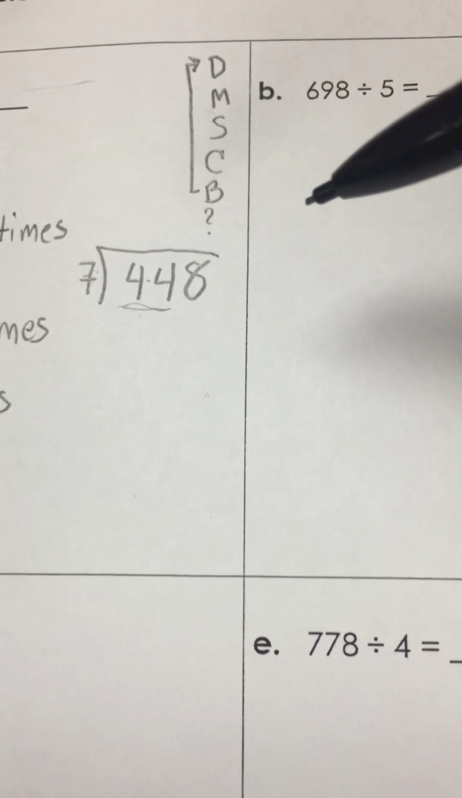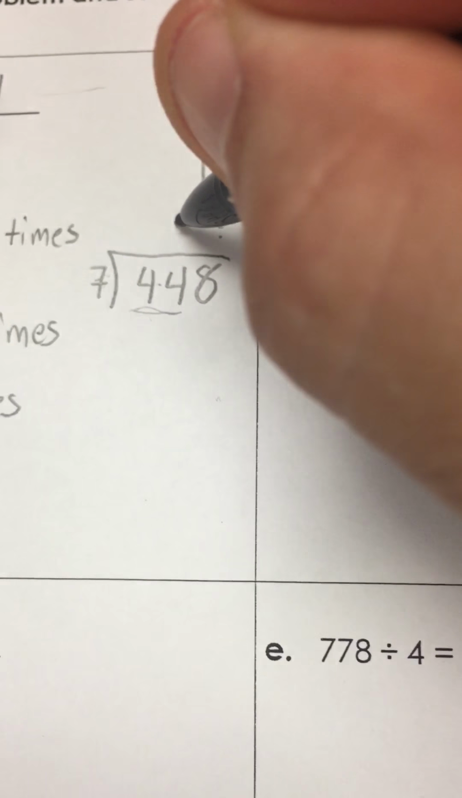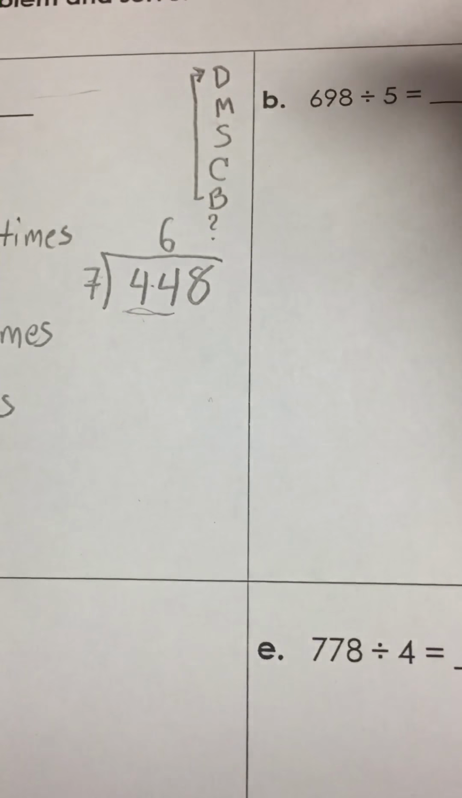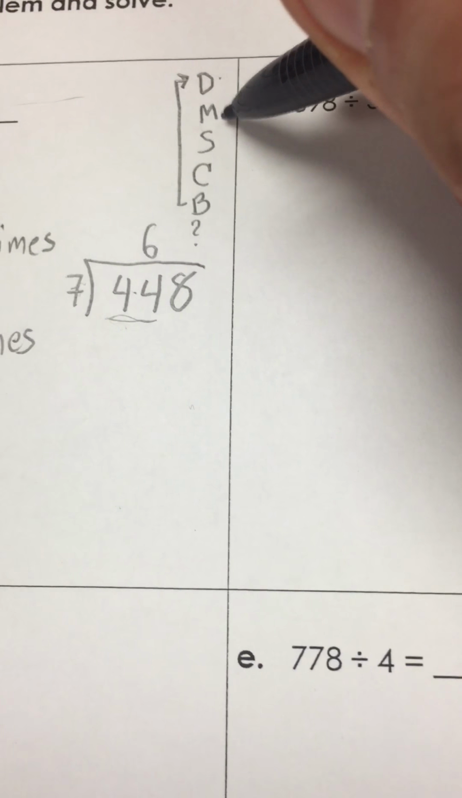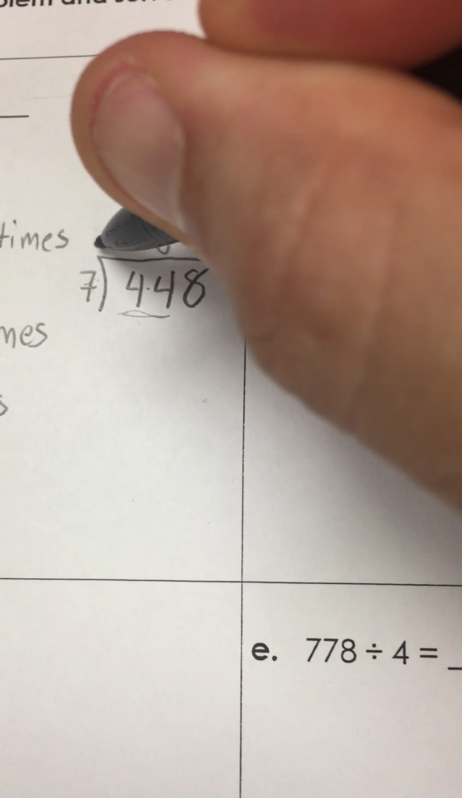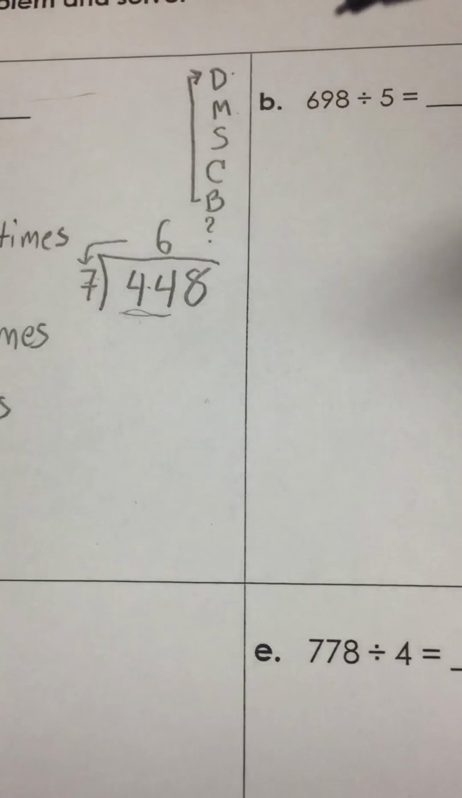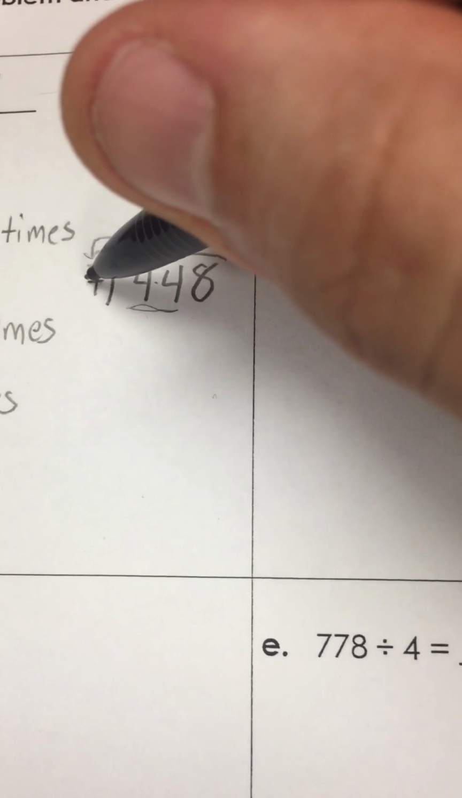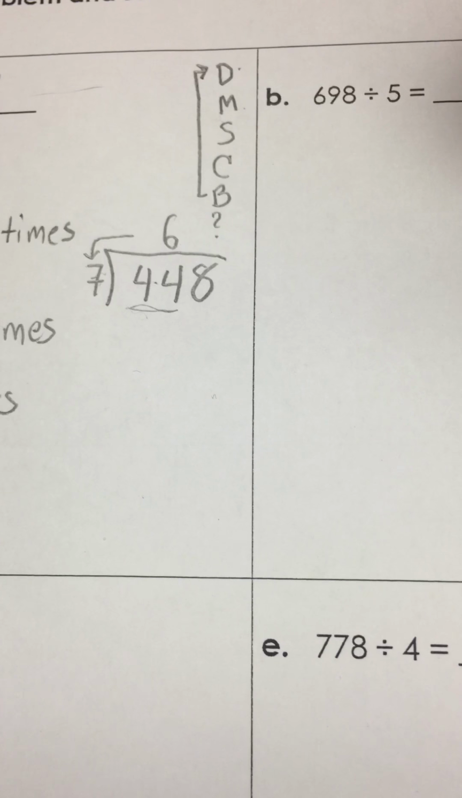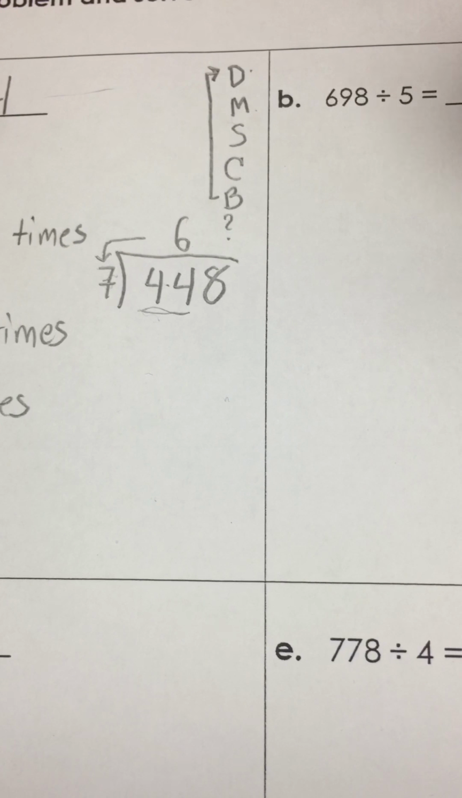6 times, right? Because I know that 7 times 6 equals 42. So I've done my division. Now I'm going to go and multiply. And I know that I'm multiplying what's on top by what's on the side. 6 times 7 equals? 42.